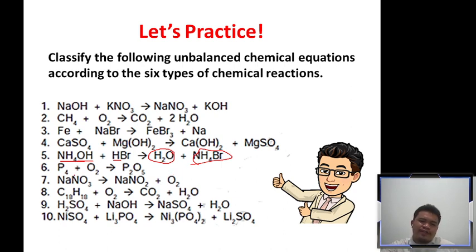Okay, so how about this? Wow, this is also very simple. P4 plus O2 yields a single product. This is clearly a combination reaction. Okay, so we might forget to label them. Let's just write: this is double replacement, this is combustion, this is single replacement. Let me just write it in symbols. This is double replacement. This is again a neutralization reaction. How about this one? This is a combination.